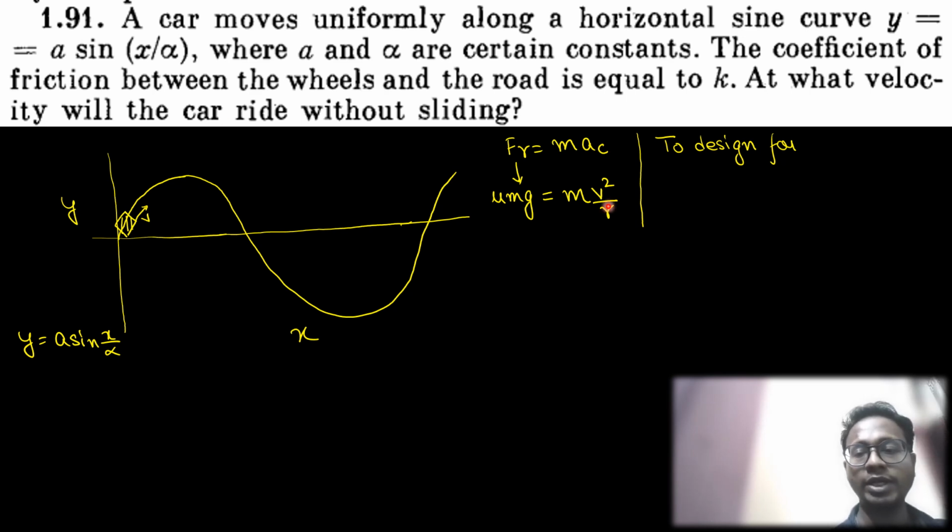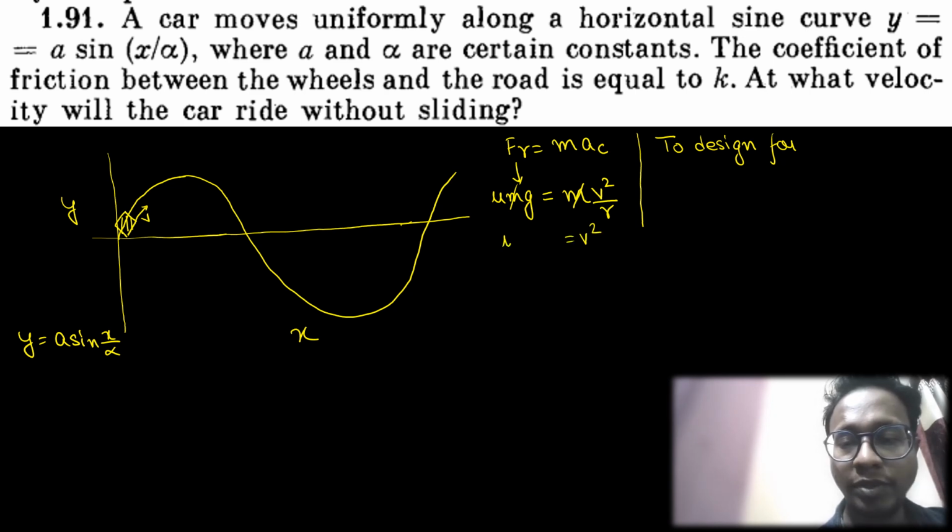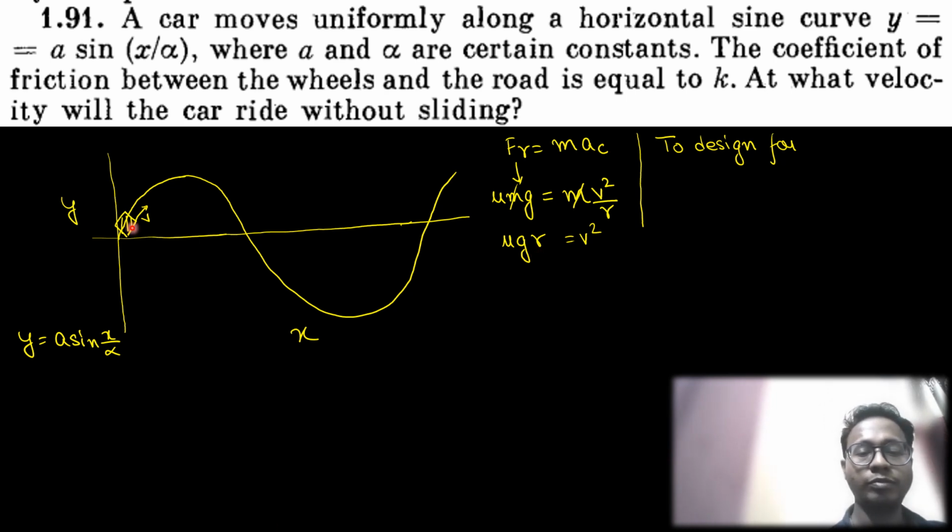So in this equation, we get v² equal to μgr, where r changes from position to position. R at this point is different, r at this point is different, r out here is different. So what is the maximum safest velocity? If you are designing the safest velocity, μ and g are constant, so we must design for the minimum value of r.